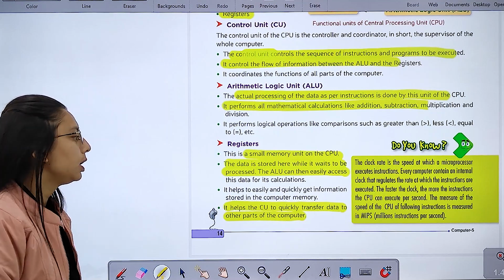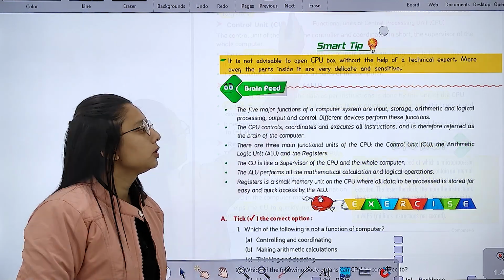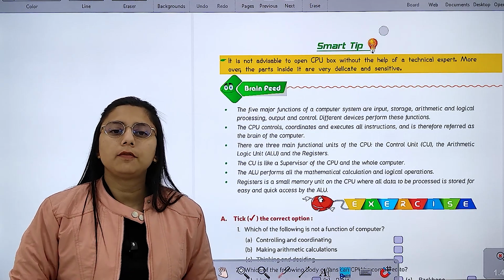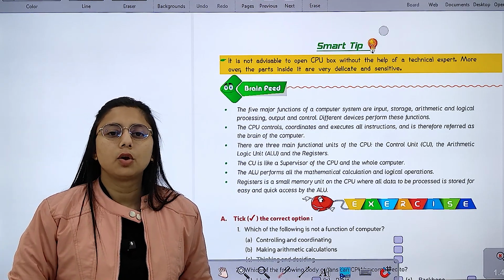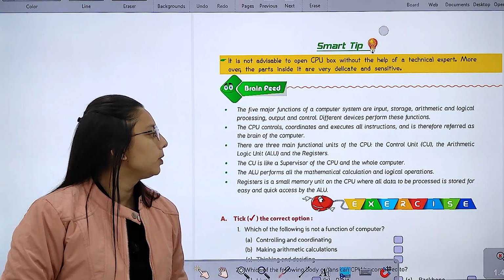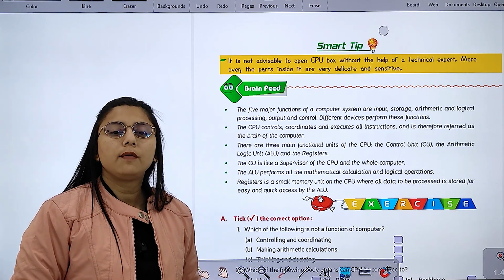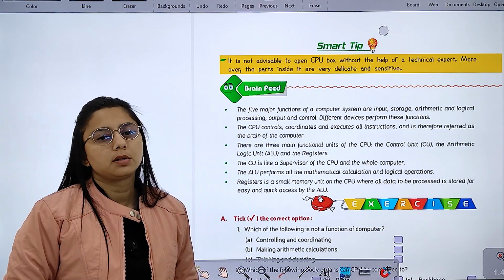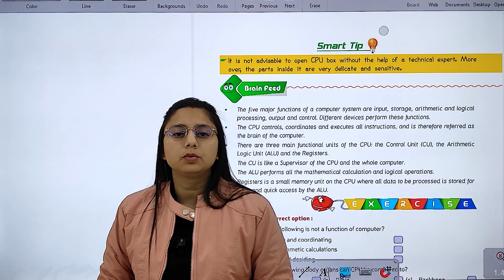From here you can easily and quickly transfer the data. This was all about this chapter. We have five major computer system parts like input, storage, arithmetic logic unit. Then I have told you about the CPU's control, and then about the functional units like ALU, CU and registers, which is also called memory unit, right? This was all. Hope you understood the chapter.